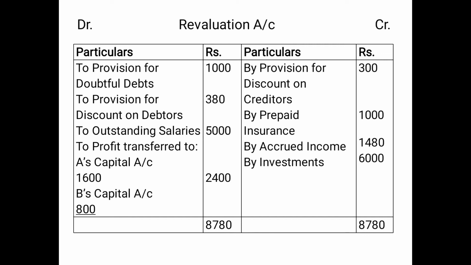To outstanding salaries 5,000. So after putting up all the revaluation points and comparing credit side with the debit side, we found out that the credit side is more than the debit side. Therefore there is a profit of rupees 2,400 which will be distributed among the old partners in the old ratio, that is A will be getting 1,600 and B will be getting 800. So this revaluation profit will increase their capital and will be shown on the credit side of their capital account, and the total of revaluation account will be 8,780.